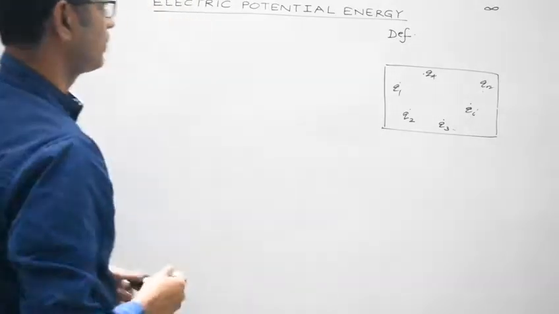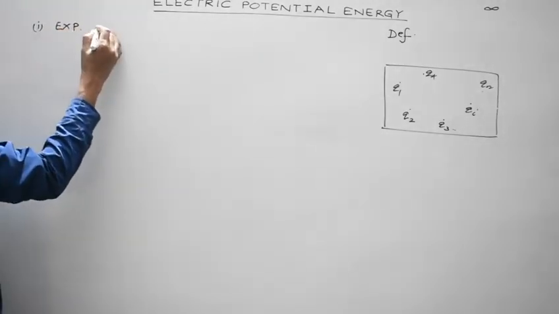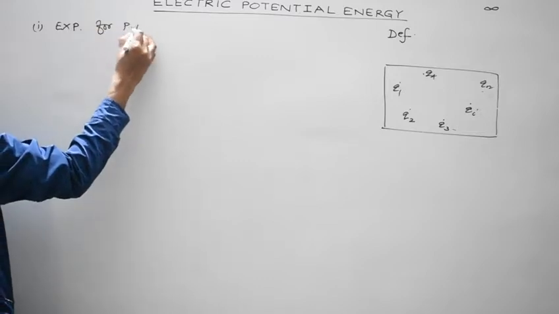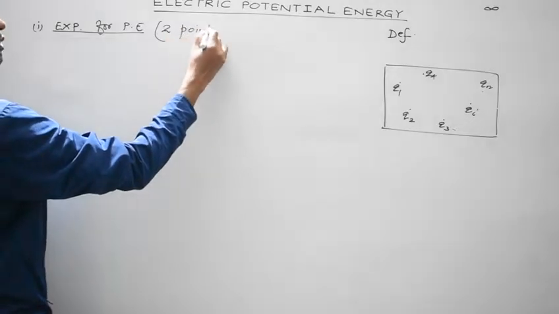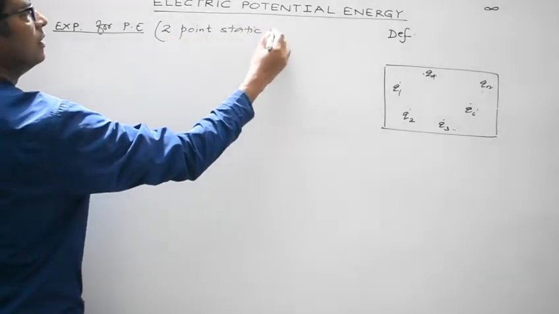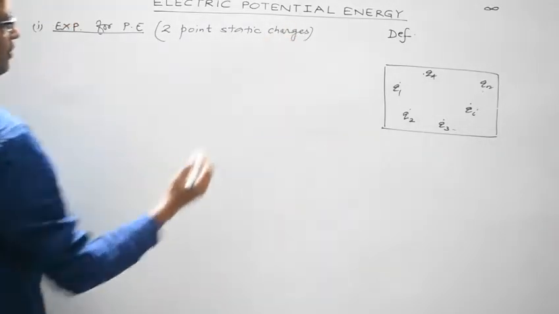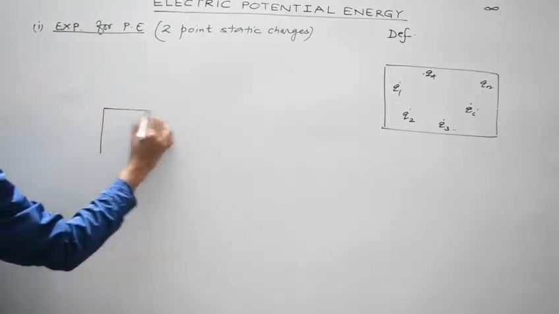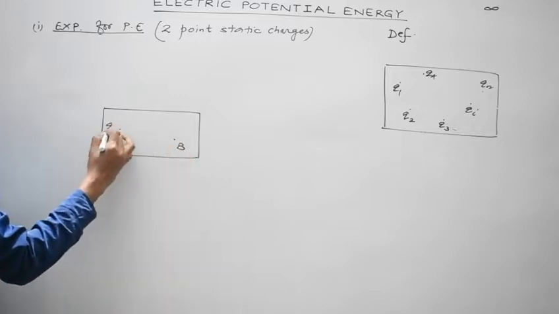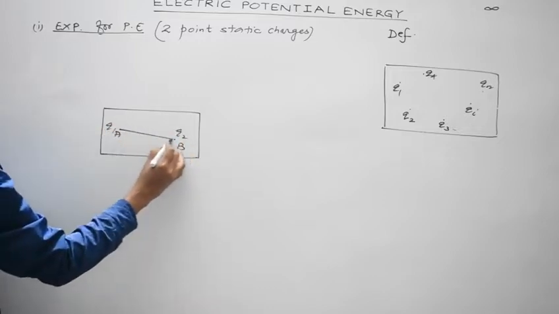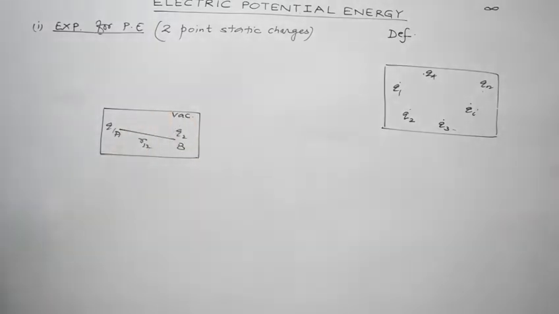Now, let's find its expression. We will find the expression for the potential energy of a system comprising 2 point static charges. Again, we will consider this to be a system. A and B are the respective positions of Q1 and Q2. Let these 2 point static charges be separated by R12, and suppose this is air or vacuum, right?